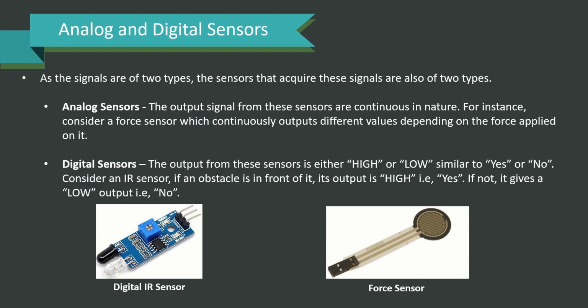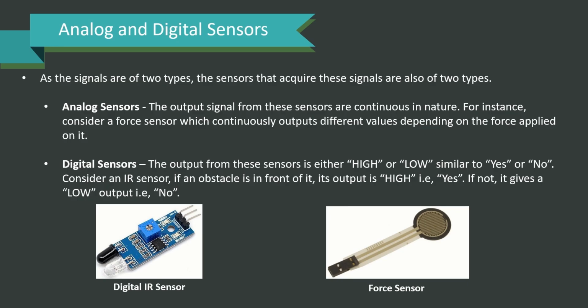We need to understand about analog and digital sensors. As the signals are of two types, similarly, the sensors are also of two types, analog sensors and digital sensors. The output signal from analog sensors are continuous in nature. For instance, consider a force sensor which continuously outputs different values depending on the force applied on it, which means if I am punching the sensor with a hard intensity, it will give me a different value. If I am just touching the sensor, it will give me a lower value.